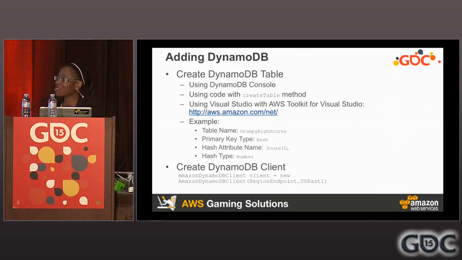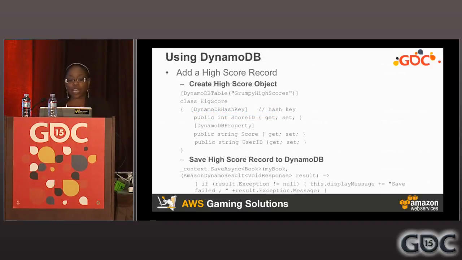So at this point, all I need to do is create a DynamoDB client, and I'm off to the races. What about if I want to use that? So let's say I want to create a high score object, which is actually what I'm doing. And I want to use this data to create a leaderboard. So I can clown my friends about how good they are. Either way, this would be the code that I would add for that.